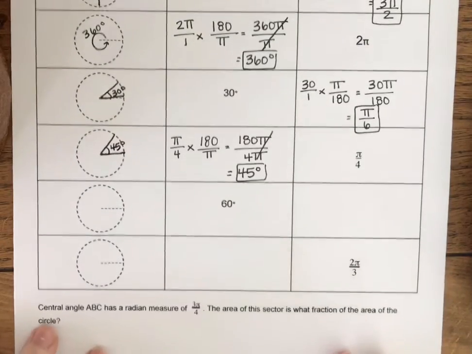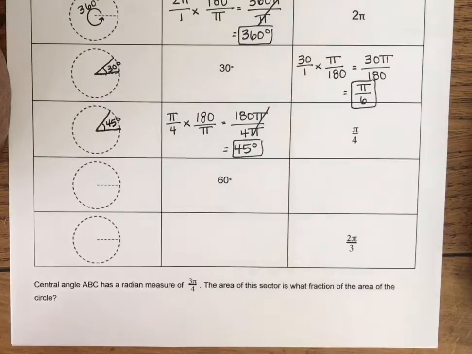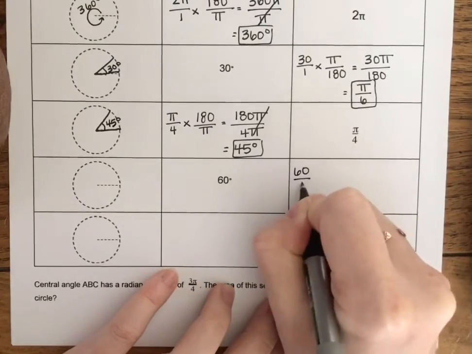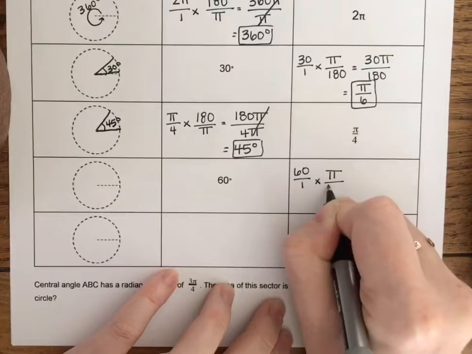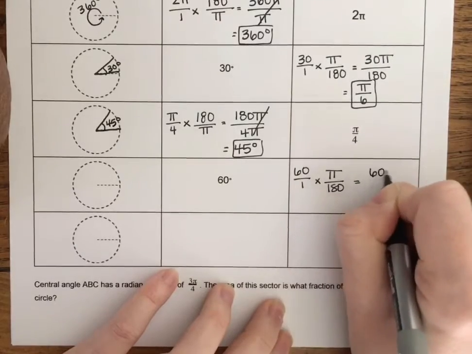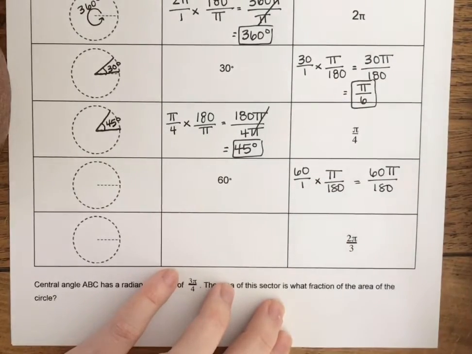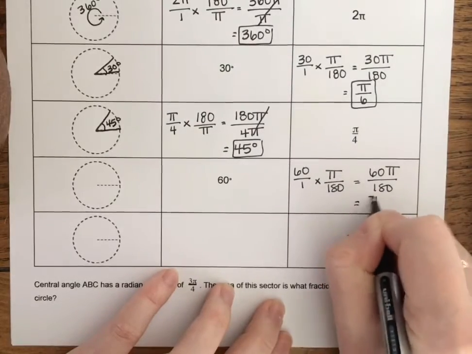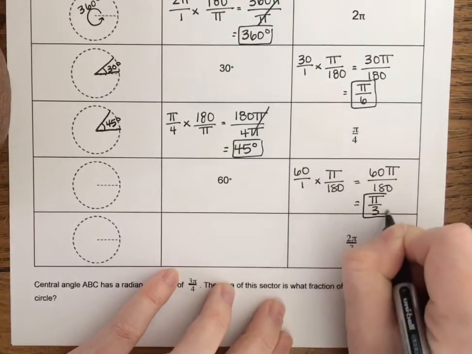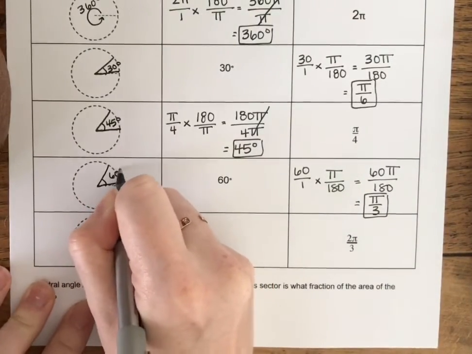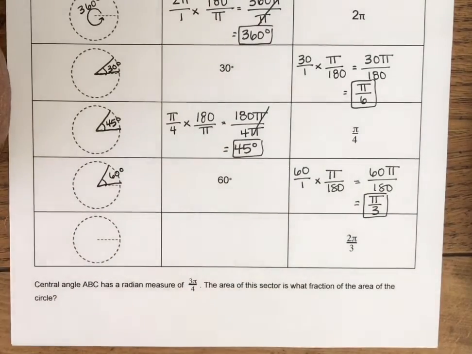Okay, I'm going to breeze through the next 2, so if you want to pause your video and try them yourself, and then you can see my answers, you can do that, or you can just work along with me. For the next one, 60 over 1 times pi over 180 gives me 60 pi over 180, which 60 over 180 simplified is going to give me 1/3. So this would be pi over 3. 60 degrees would be a little bit less than 90, so about that big in my circle.